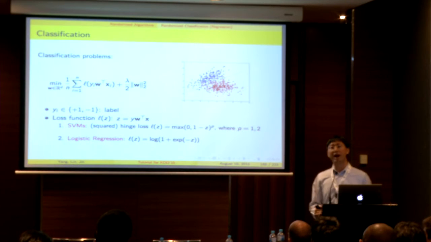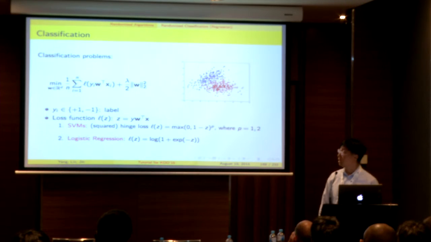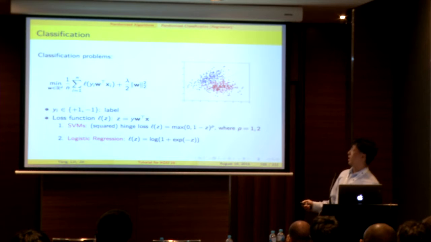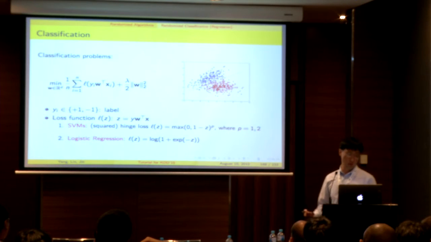Actually, the techniques presented here also apply to regression, but I will only focus on the classification problem. This is the optimization problem we are interested in solving. We have the empirical loss and the Euclidean norm-square regularization. This includes support vector machines and logistic regression.